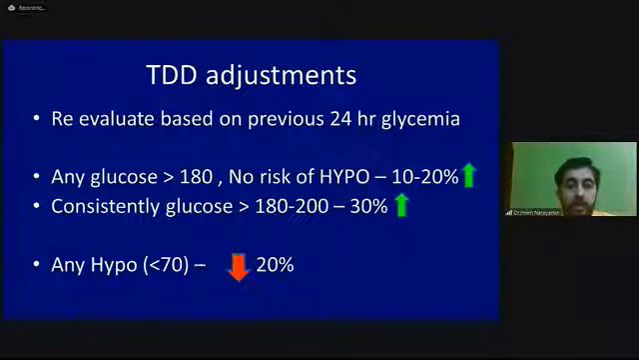For total dose adjustment, you will have to reevaluate based on the previous 24-hour glycemia. If any glucose is more than 180 and there is no risk of hypoglycemia, you can increase the total dosage from the previous day's dosage by 10 to 20%. If consistently the glucose values are above 180 or 200, you can even consider increasing the total dose by 30%. And if the patient develops any hypoglycemia, a documented value less than 70, you should bring down the total dosage by 20%.